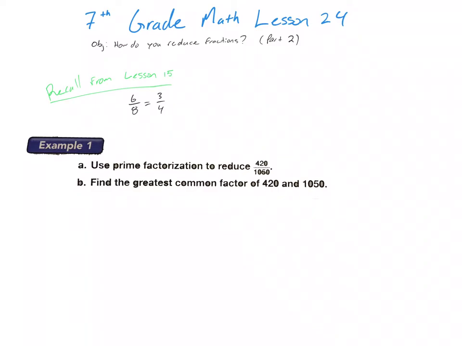So what we did is we took the top and divided it by 2, and we took the bottom and divided it by 2, and we end up with 3/4. We did that just by evaluation, by realizing, hey, 2 is a factor of both the top and the bottom.